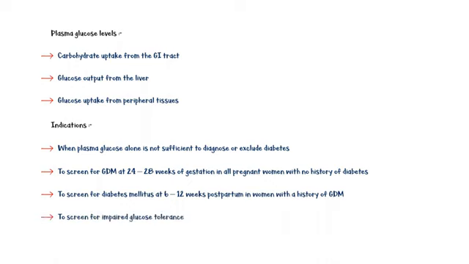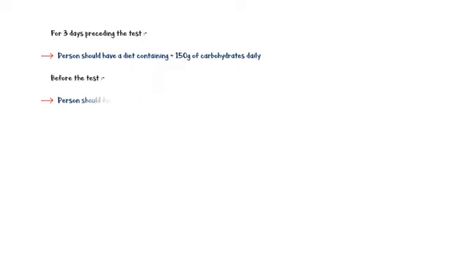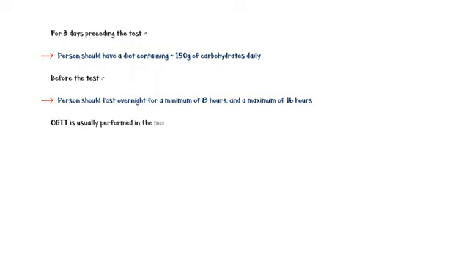For 3 days preceding the test, the person should have a diet containing approximately 150 grams of carbohydrates daily. Before the test, the person should fast overnight for a minimum of 8 hours and a maximum of 16 hours. The test is usually performed in the morning, and the patient should be seated throughout the test. Baseline fasting glucose is measured before the test.